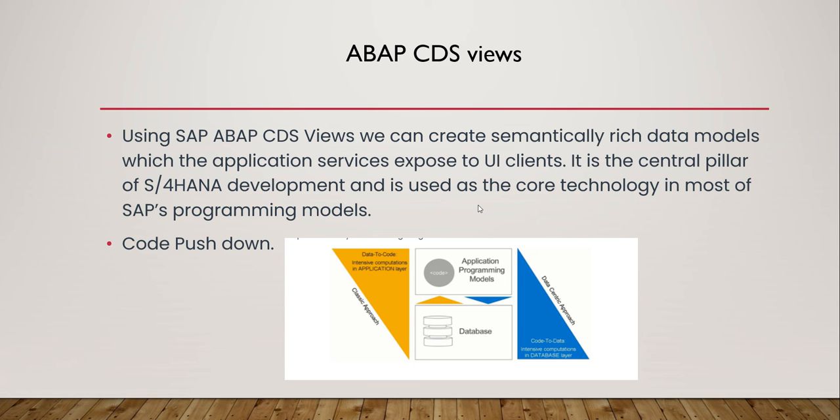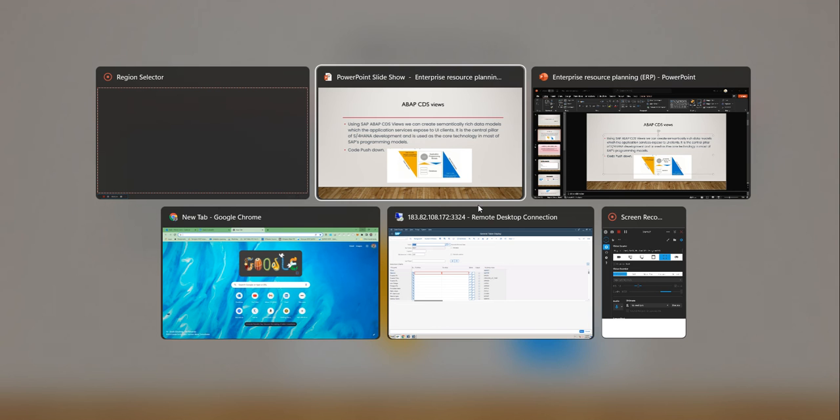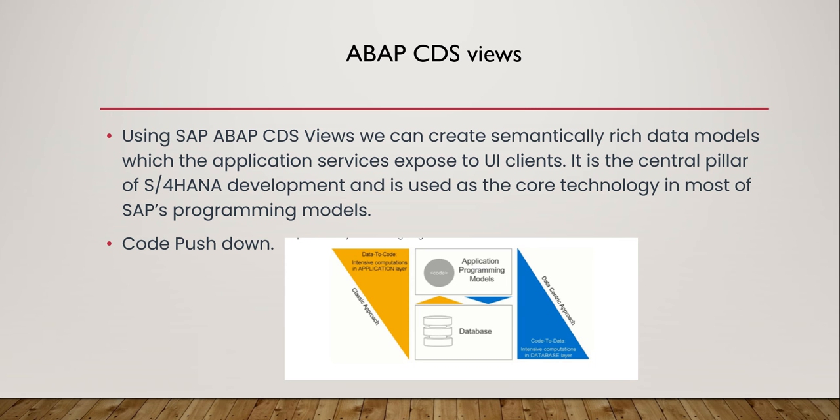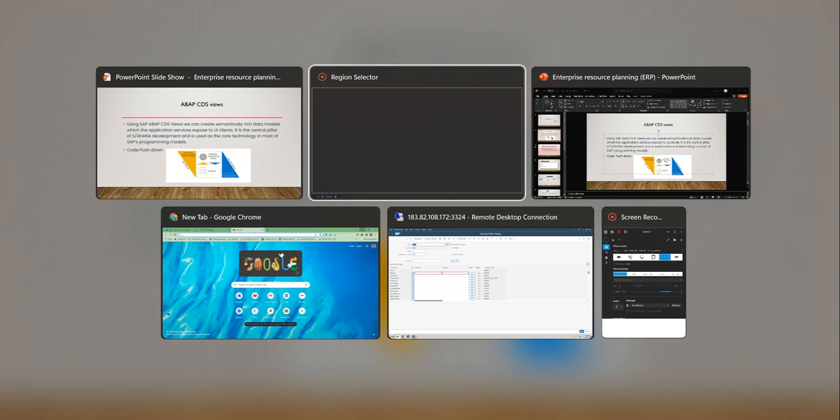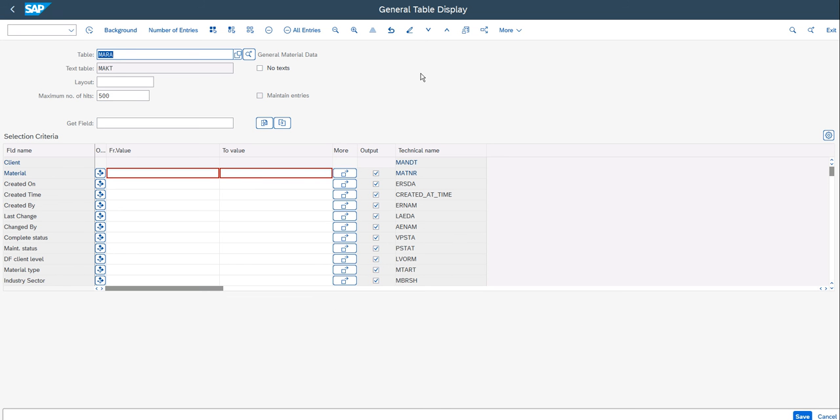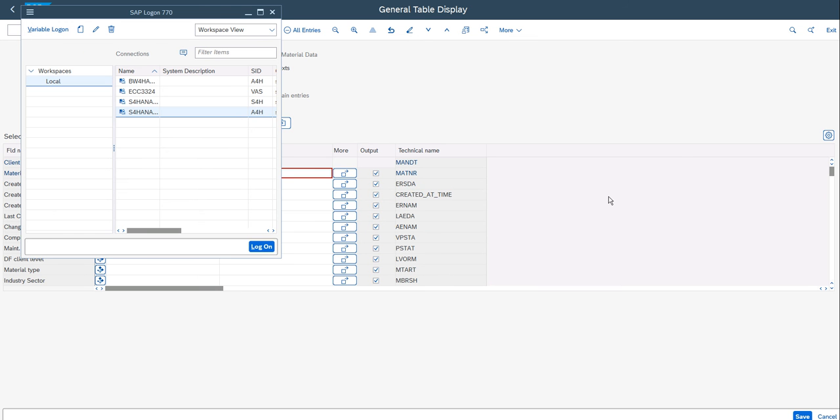So let's just jump into an example. Let me just show you that. This is our SAP system now. I'm going to show you how to create one CDS view, how I'm going to consume it in an ABAP report, and maybe one OData service I'll just try to show you. So let's go and create our first CDS view.